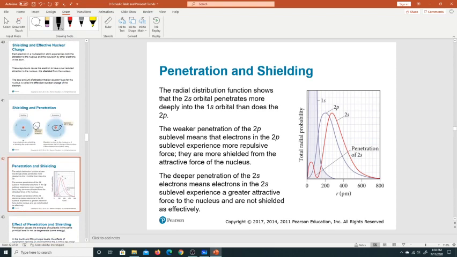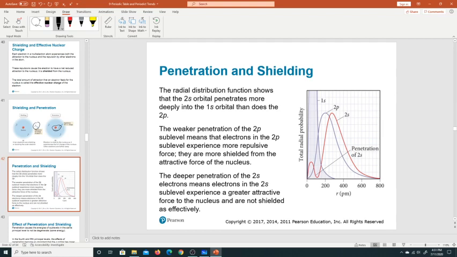So basically, the effect of all of this, we have the 1s orbital, a 2s orbital, and also the 2p orbital. We can see from this diagram, distance on the x-axis and total radial probability on the y. It's basically just electron density, how close it is to the nucleus. What we find is that the 2s orbital penetrates a little bit closer, between the 1s and the 2p. So the 2s orbital penetrates more deeply into the 1s orbital than does the 2p.